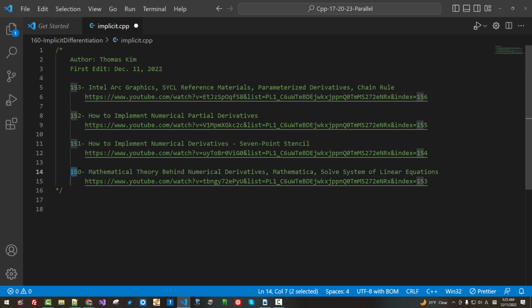In episode 150, I explained mathematical theory behind numerical derivatives. In episode 151, we implemented numerical derivatives using the 7-point stencil algorithm. In episode 152, we implemented numerical partial derivatives. In episode 153, we implemented parameterized derivative using the chain rule.